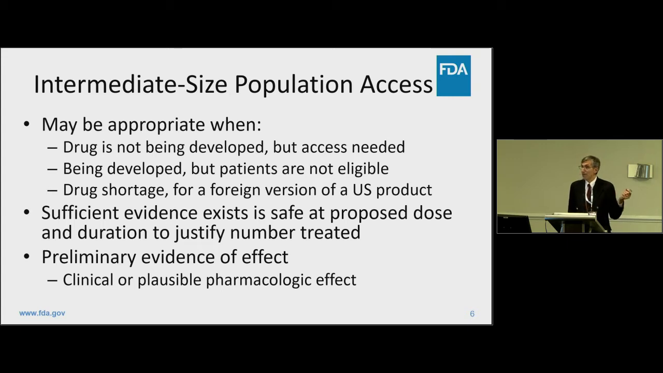product. There has to be, for this type of population, sufficient evidence that the proposed dose and duration is reasonable to justify the number of patients treated. Generally, these protocols treat anywhere from a few individuals to up to about 1,000. Don't quote me on that exact number, but it's tens to hundreds. And there also, per our regulations, has to be some preliminary evidence of effect, which can be clinical or plausible pharmacologic evidence of that effect.